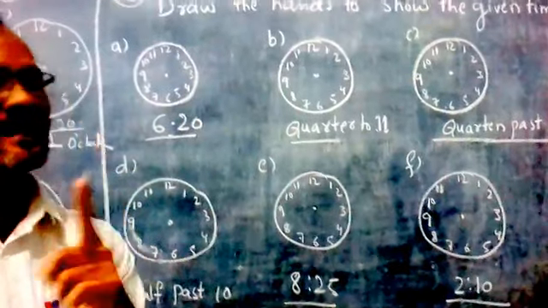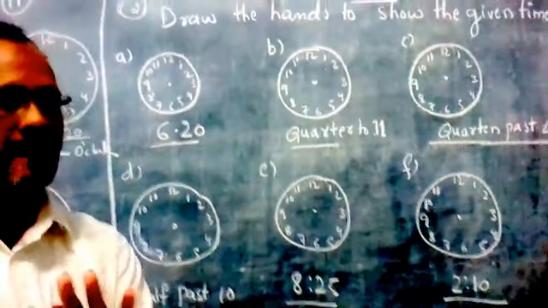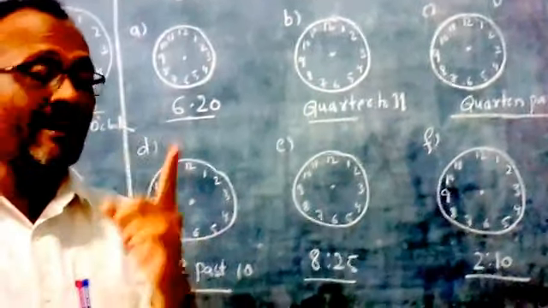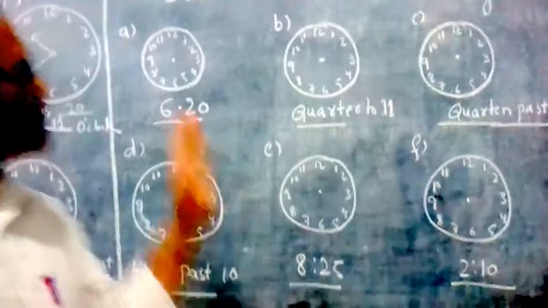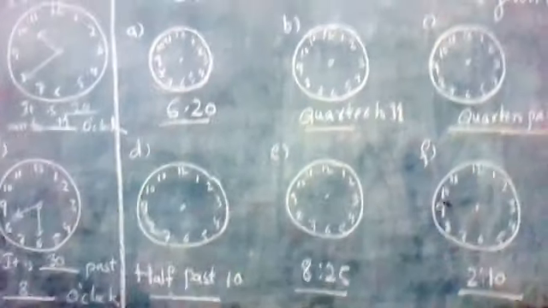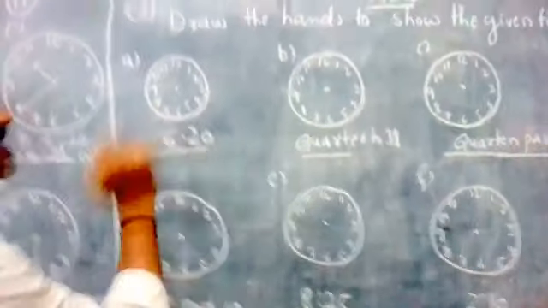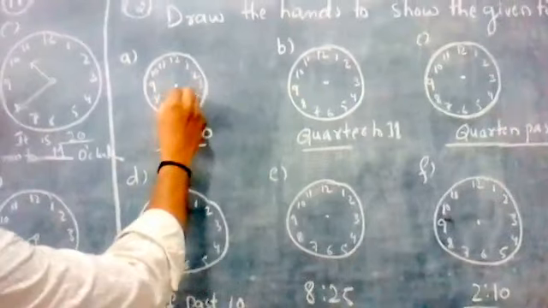As we know, the short hand represents the hours and the long hand represents the minutes. So we have to draw the time. Now what is the time here? 6:20 is there. So the short hand should be on the hour.